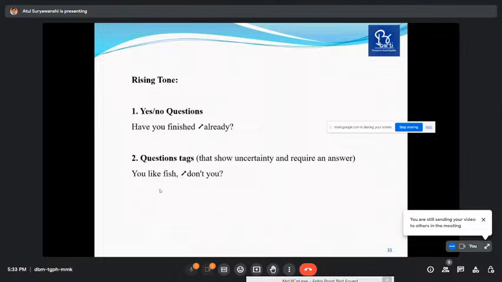Second, rising tone is used in question tags that show uncertainty or require an answer, a confirmation of the answer. For example, you like fish, don't you? Rising tone has been used. So in these two conditions, yes-no type questions and question tags, rising tone is used. So this is intonation.